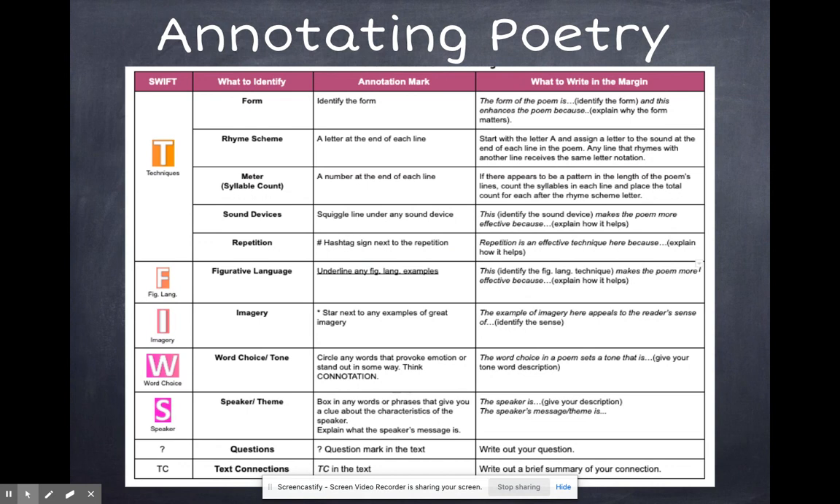Right, and then some other things you should be looking for, as always, is any questions that you have as you read, or anything that might be confusing, words maybe you don't know. And then the TC stands for text connections, which you should already know. So text to world, and text to self.